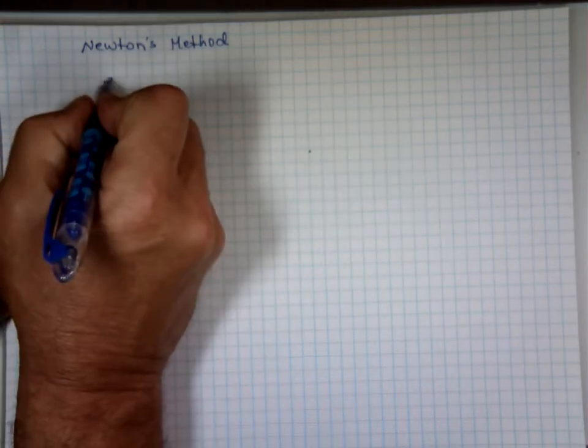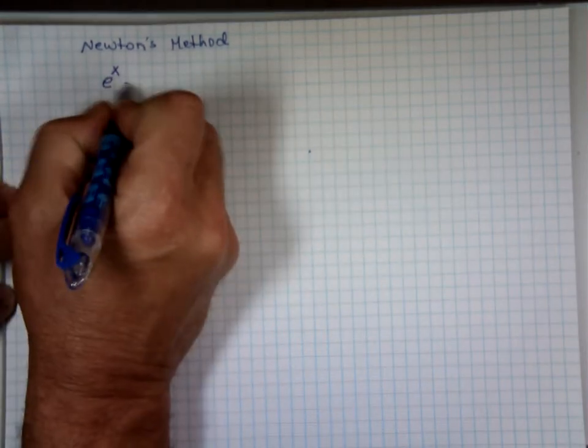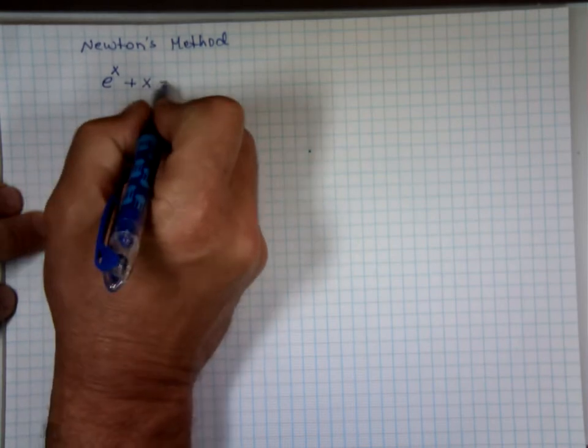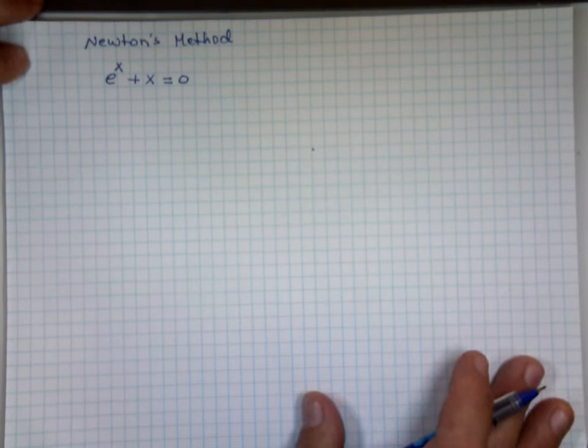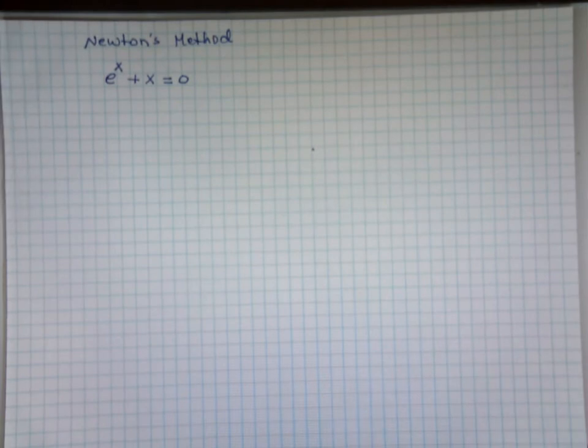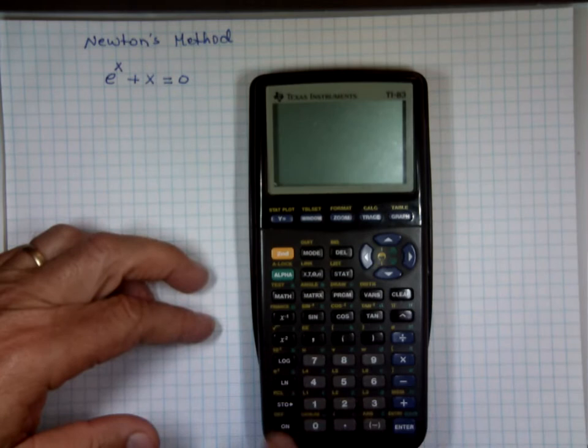Let's say you were given the equation e to the x plus x, and you want to find out when is it equal to 0. Solve it for 0. Good luck. And I'm not being funny, but good luck finding out. Unless you have a graphing calculator and you go, well, let me see.